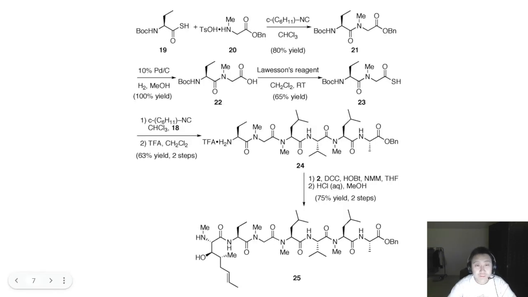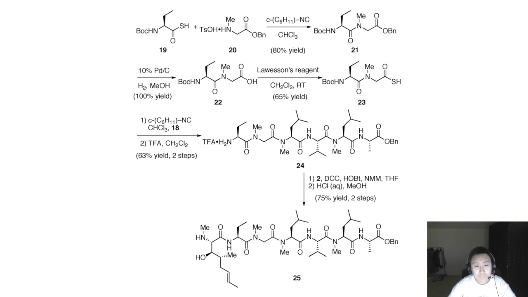We are now well positioned to test additional isonitrile-mediated amide bond formation. So, thio acid compound 19 and the amine compound 20 are coupled to produce dipeptide compound 21. Then a benzyl deprotection was done to form compound 22. Lawesson's reagent was used to turn the carboxylic acid into thio acid compound 23. After that, it was coupled with the secondary amine of compound 18 to generate fragment 4. Then a cleavage of the Boc protecting group was done.